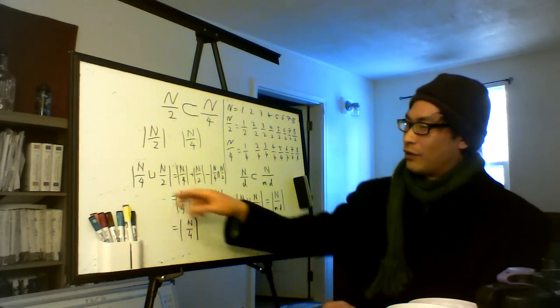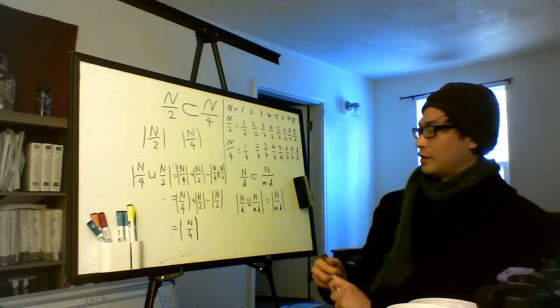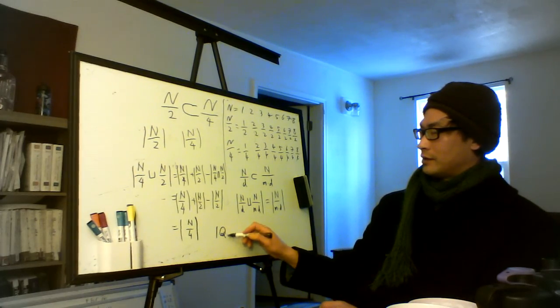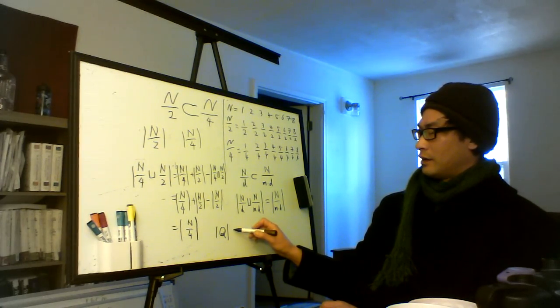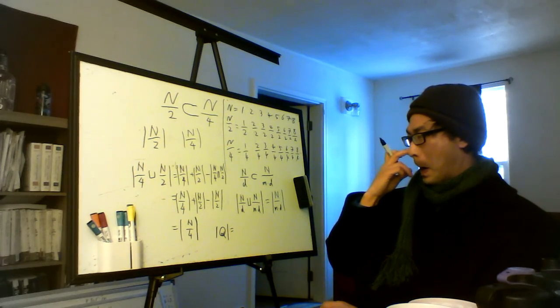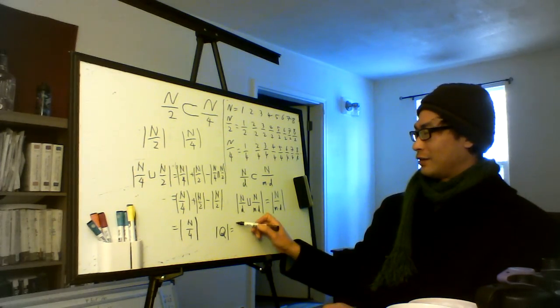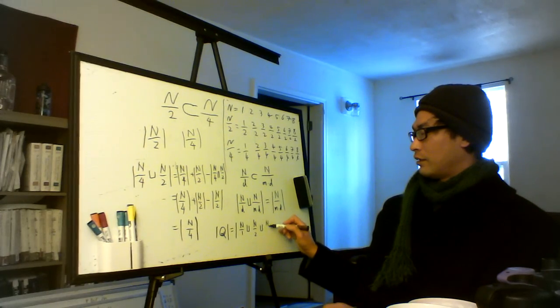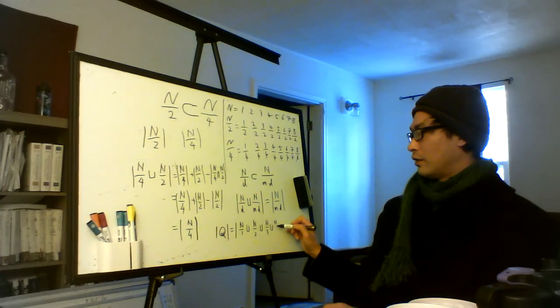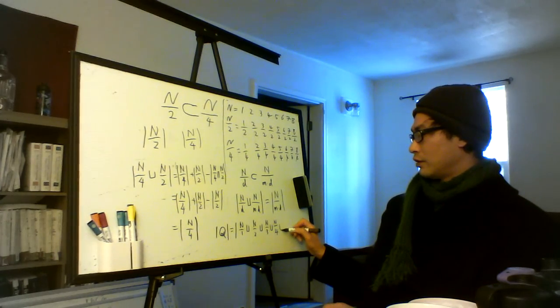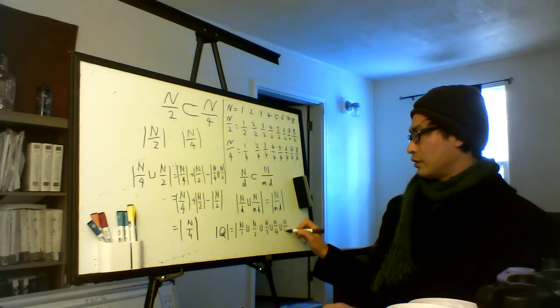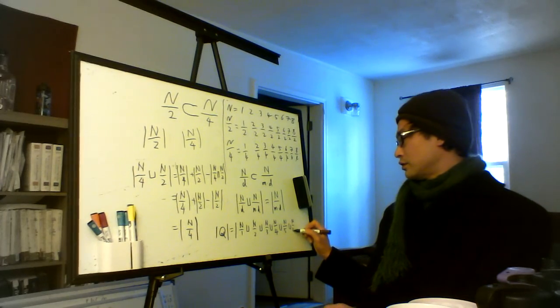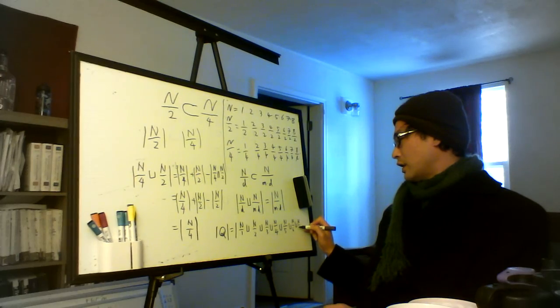So eventually, what we want to show is this. What we want to find is the cardinality of Q, which is equal to the cardinality of n over 1 union n over 2 union n over 3 union n over 4 union n over 5 union n over 6 union n over 7 union dot dot dot.